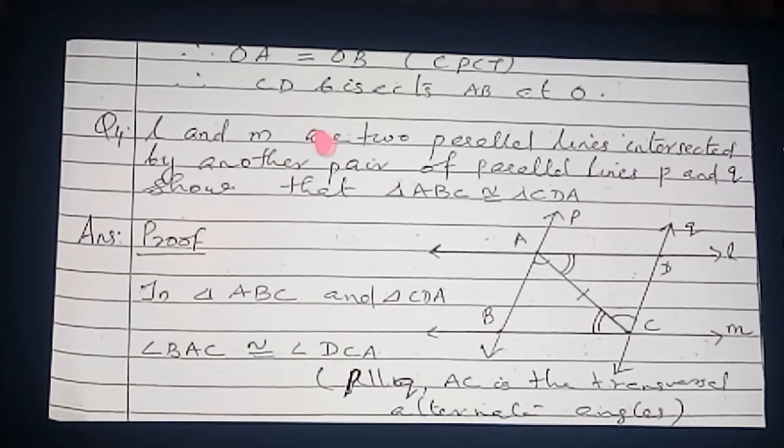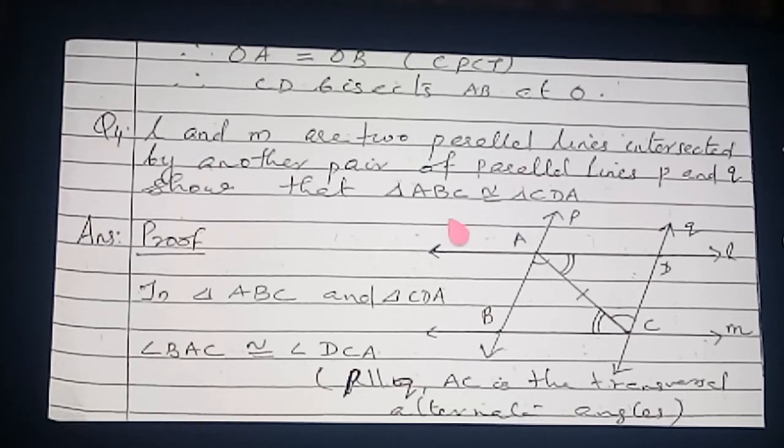L, N and M are two parallel lines intersected by another pair of parallel lines P and Q. Show that triangle ABC is congruent to triangle CDA. This is also very simple for you.